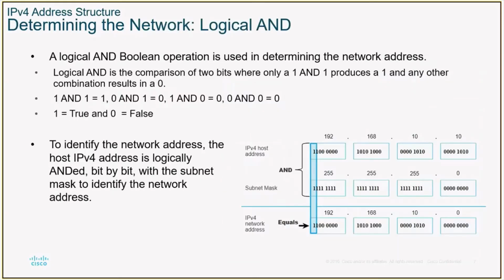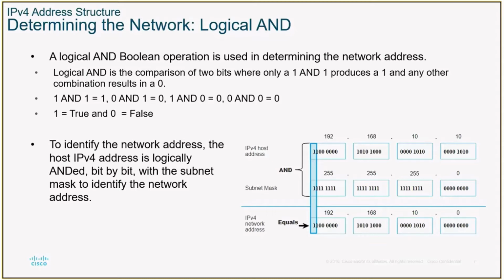All right, so with logical ANDing, how do we go through that? As I said, I did demo this previously. So a logical AND Boolean operation is used to determine the network address. Logical AND is the comparison of 2 bits where only a double 1, or 2 ones, will end up with a 1 as a result. And any other combination ends up in a 0. So, of course, with 2 bits, there's actually 4 possible combinations. So they could both be 1s, they could both be 0s, and of course, one could be a 1 and the other one a 0, and of course, those could swap as well. And so they're the 4 possible ways that it can end up.